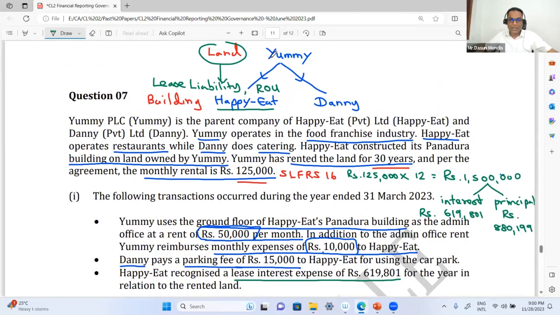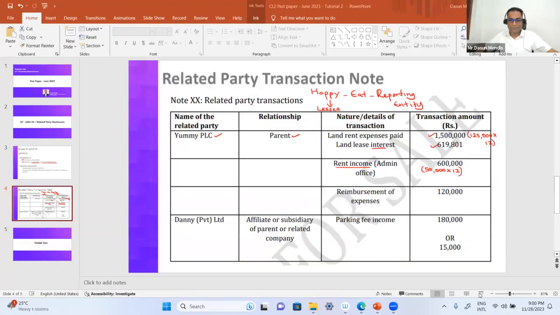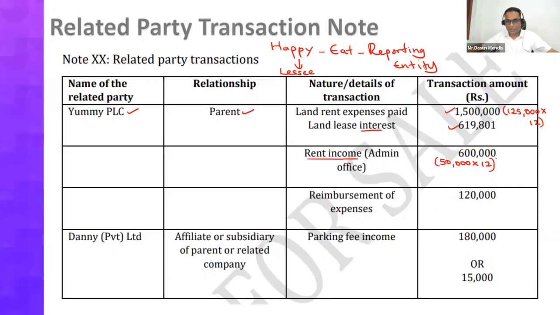So the building is constructed by Happy Eat. The parent, that is Yummy, is utilizing one floor, the ground floor. For that, Yummy is paying a monthly rental of 50,000 per month, and expenditure reimbursement, maybe for the utilities and other maintenance, another 10,000. So that has to be recorded. That's a related party transaction, right? 50,000 into 12, income 600,000. Then the reimbursement of expenditure, 10,000 into 12, how much? 120,000. Are we clear?